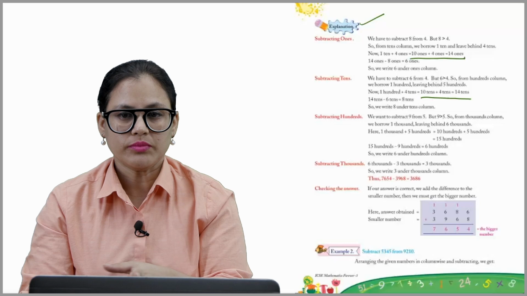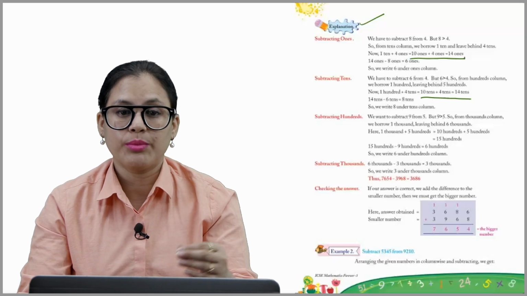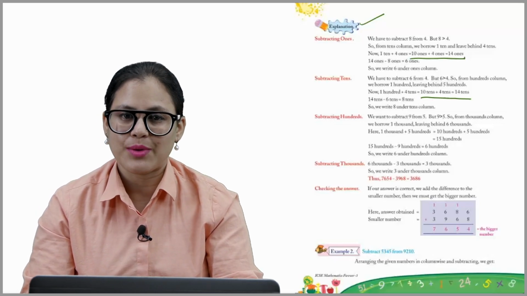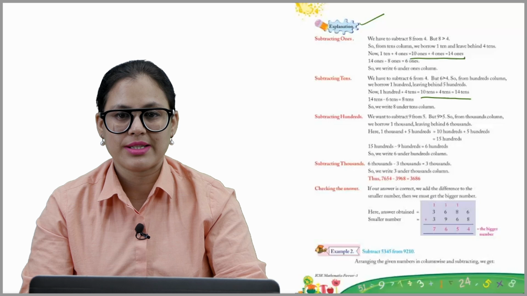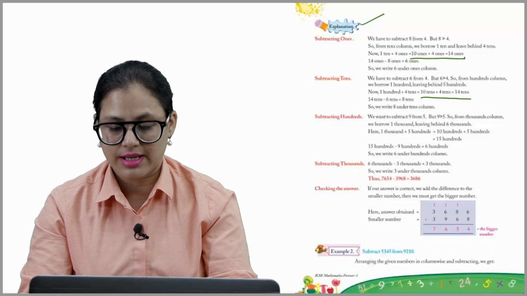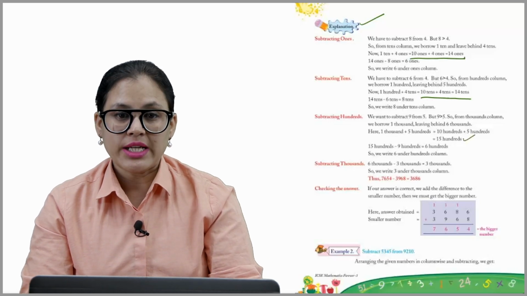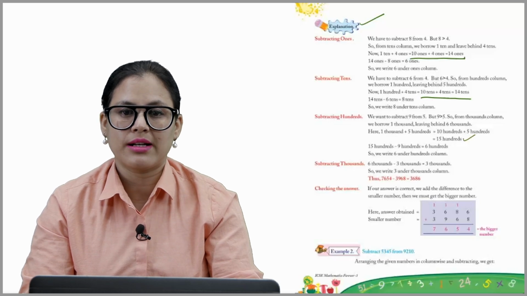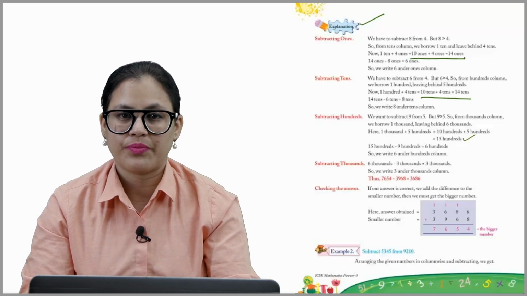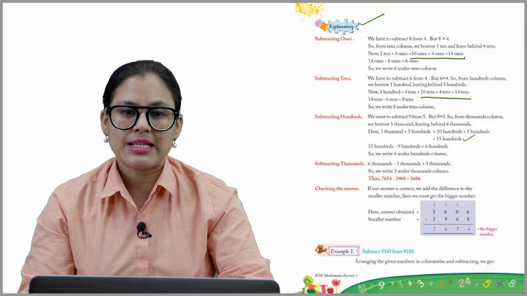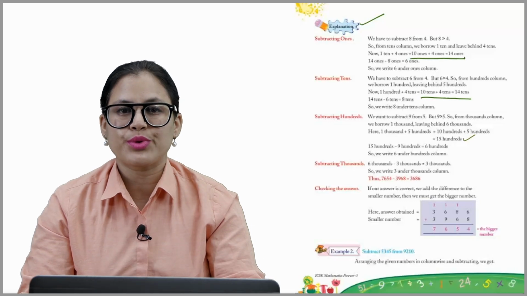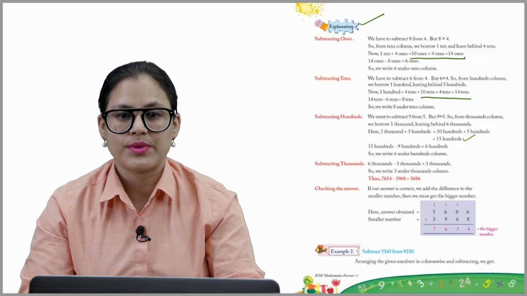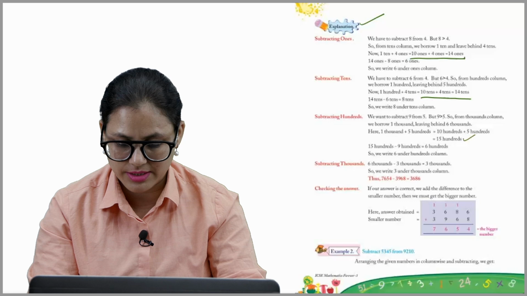So we will, from thousands column we borrow 1000 leaving behind 6000. So here 1000 plus 500 is equals to 10 hundreds plus 5 hundreds, that is 1500. 1500s minus 900 is equals to 600. So we write 6 under hundreds column. And subtracting thousands, 6000s minus 3000s is equals to 3000. So we write 3 under thousands column. So the answer we get is this.